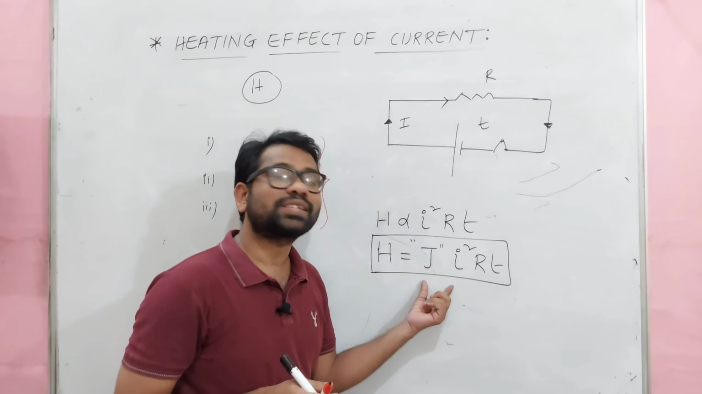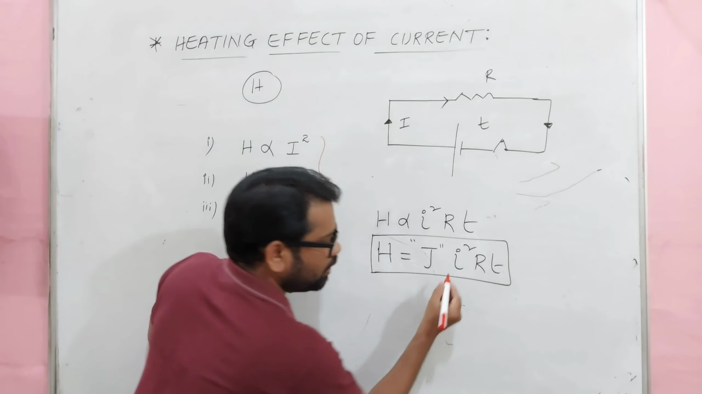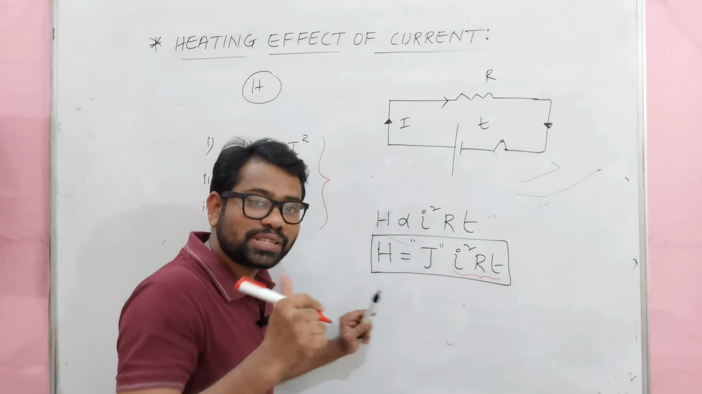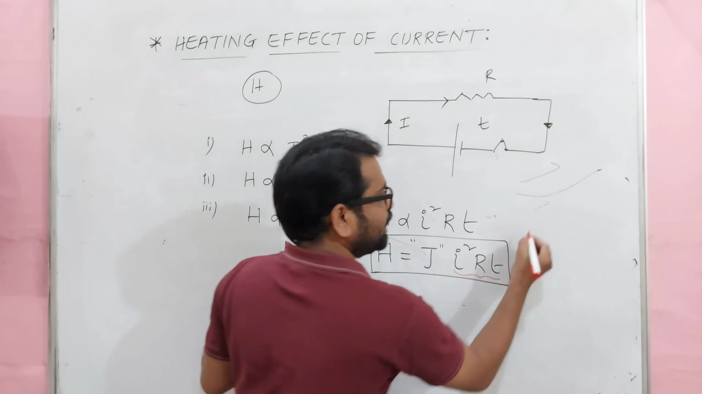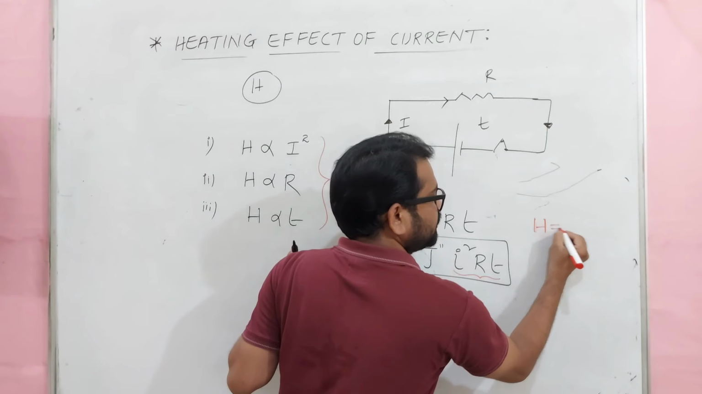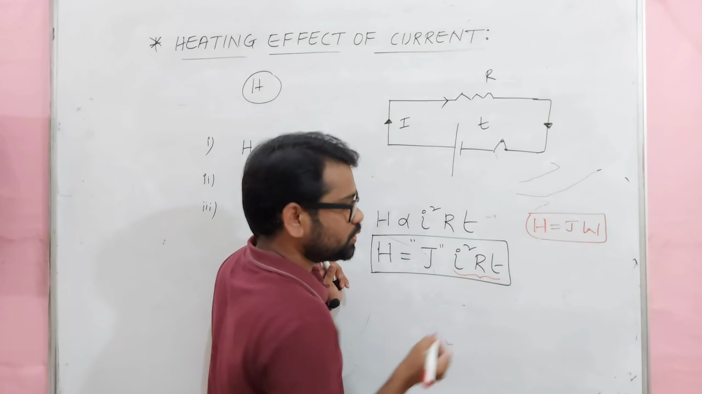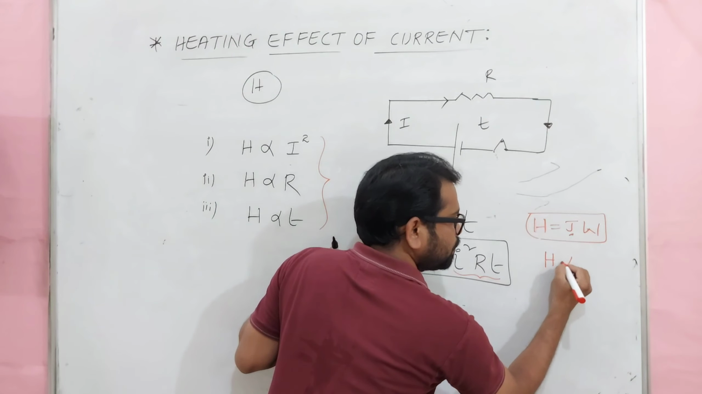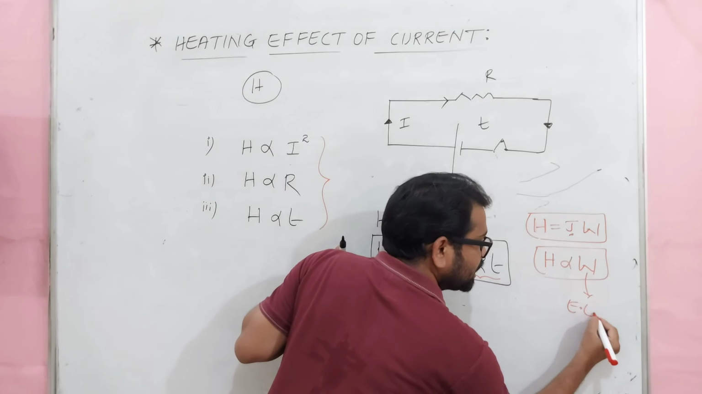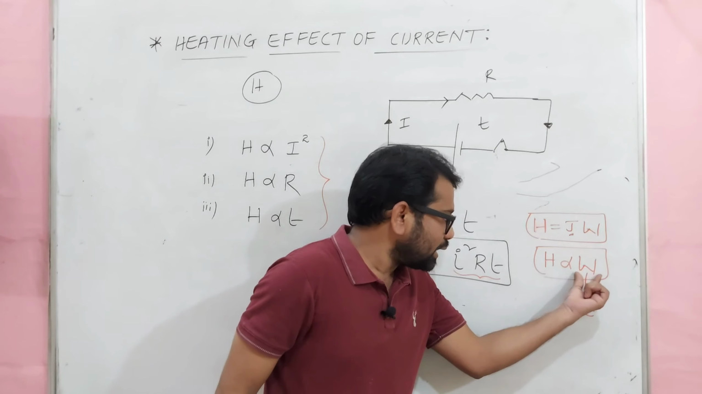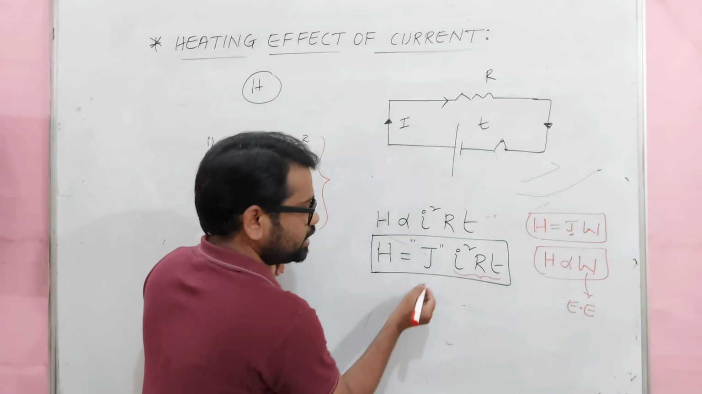Actually, children, when you go for higher studies, especially in plus one, it will be discussed more. Do you remember what this I square R t is? I square R t is nothing but the electrical work done, which we discussed. So we can write H is equal to J into W, where J is a proportional constant. So H is proportional to the work done, or the electrical energy, which means the more the electrical energy, the more the heat produced, and the less the electrical energy, the less the heat produced. Here J is a proportional constant.